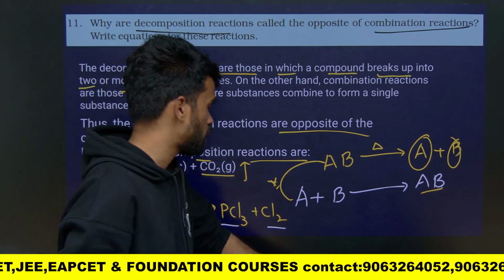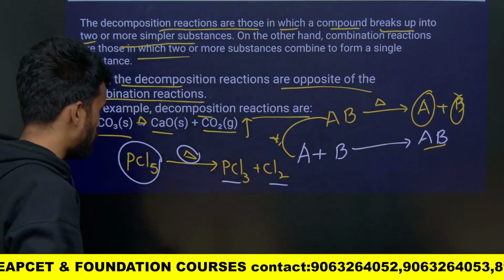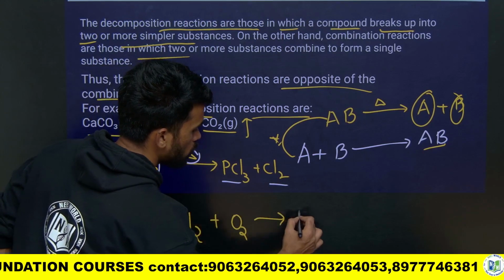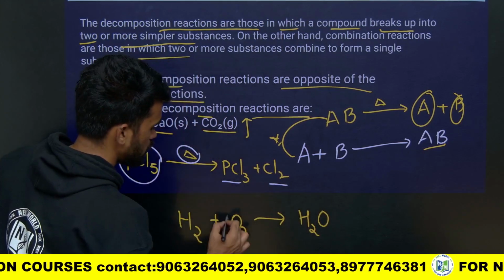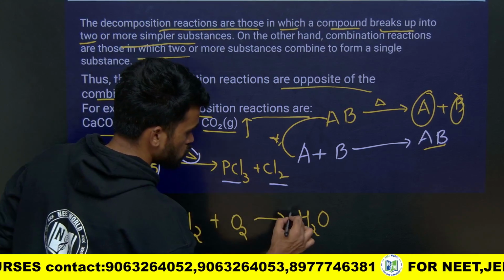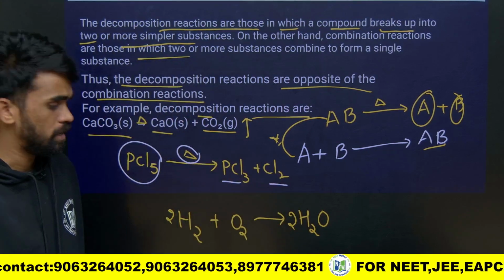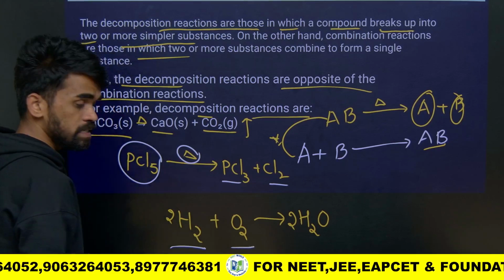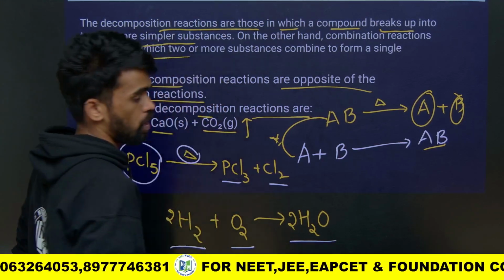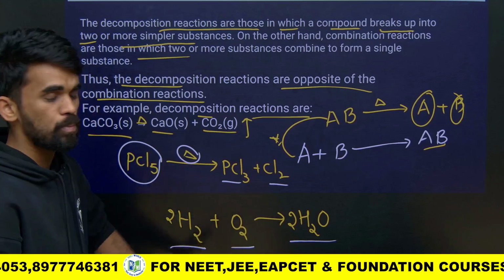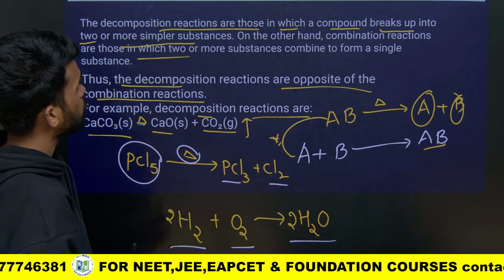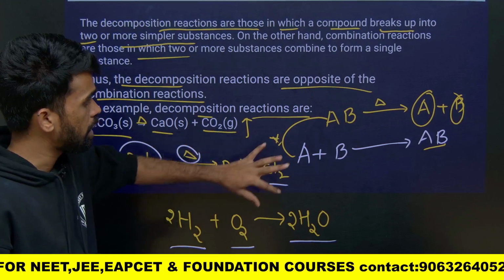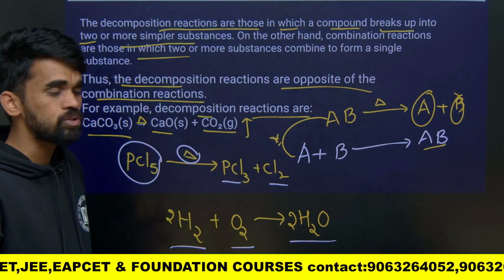Now tell me one combination reaction example. Here we can take H2 plus O2 giving H2O. In this reaction I am taking 2H2, so two water molecules are formed here. This is the combination reaction: two or more reactants combine to form a single product. This is how you can understand combination and decomposition reactions, and why they are opposite to each other.